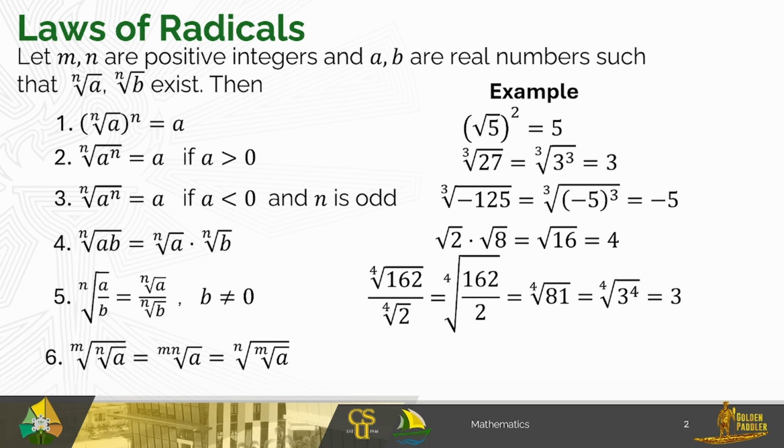Another one is the mth root of the nth root of a is just equal to the root with index m times n of a, which is also equal to the nth root of the mth root of a. For example, the square root of the cube root of 4 is equal to the sixth root of 4 since 2 times 3 is 6, or this is also equal to the cube root of the square root of 4. But the square root of 4 is 2, so this is the cube root of 2.